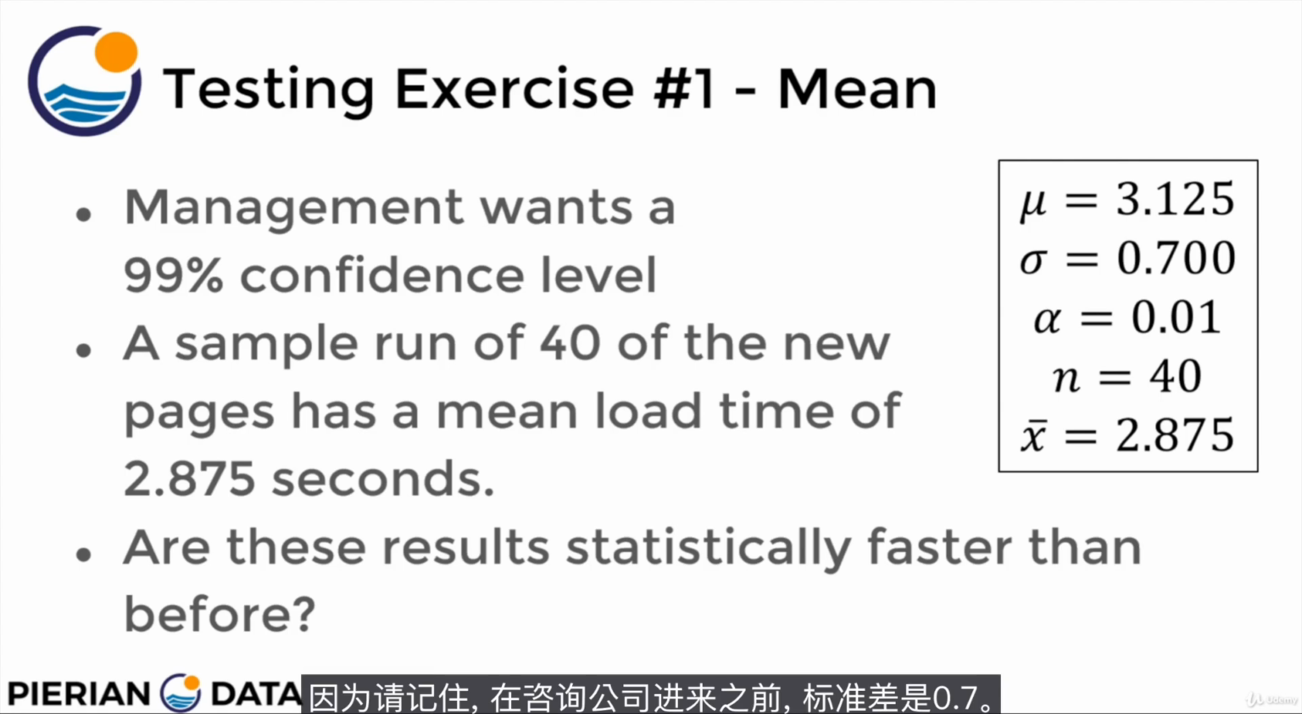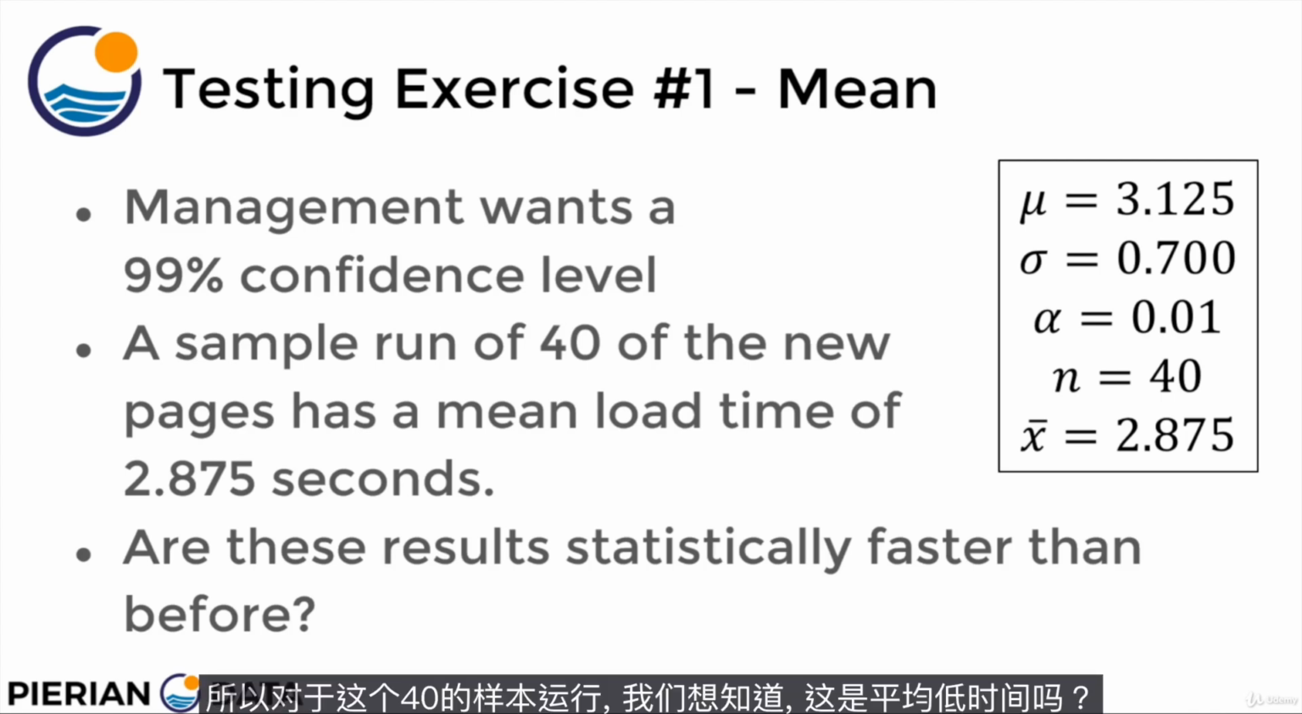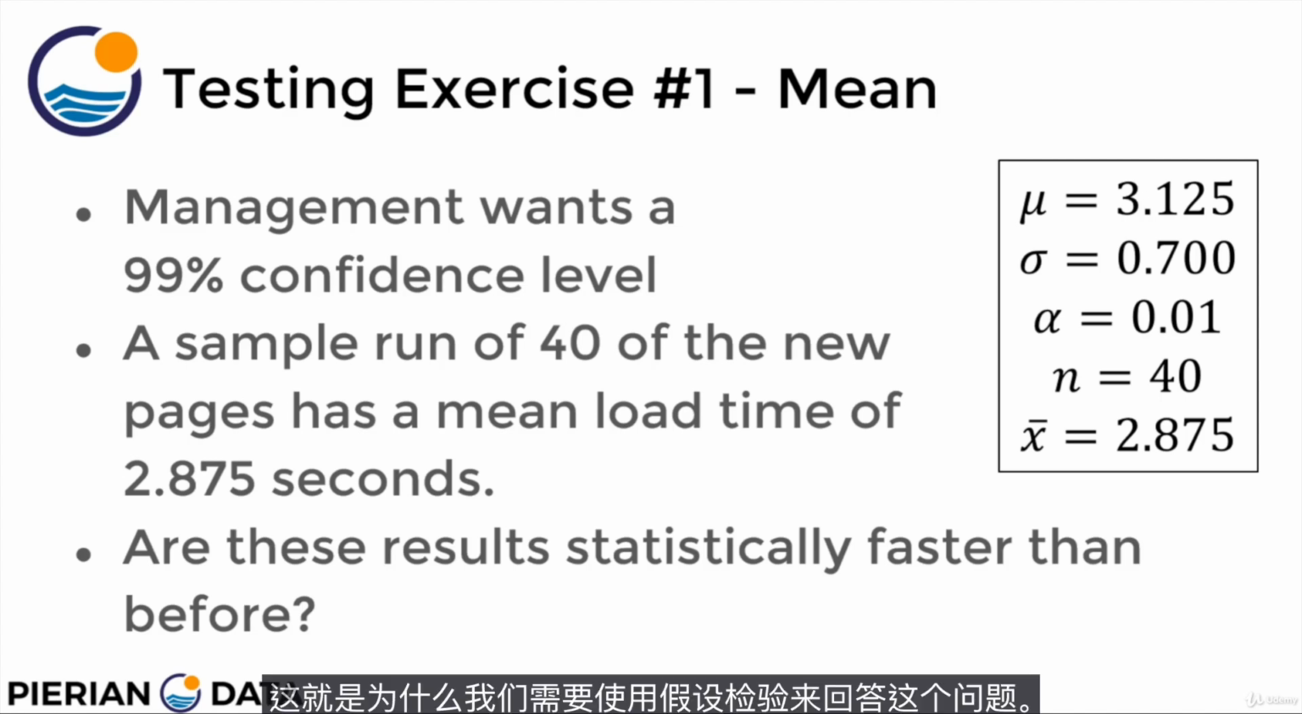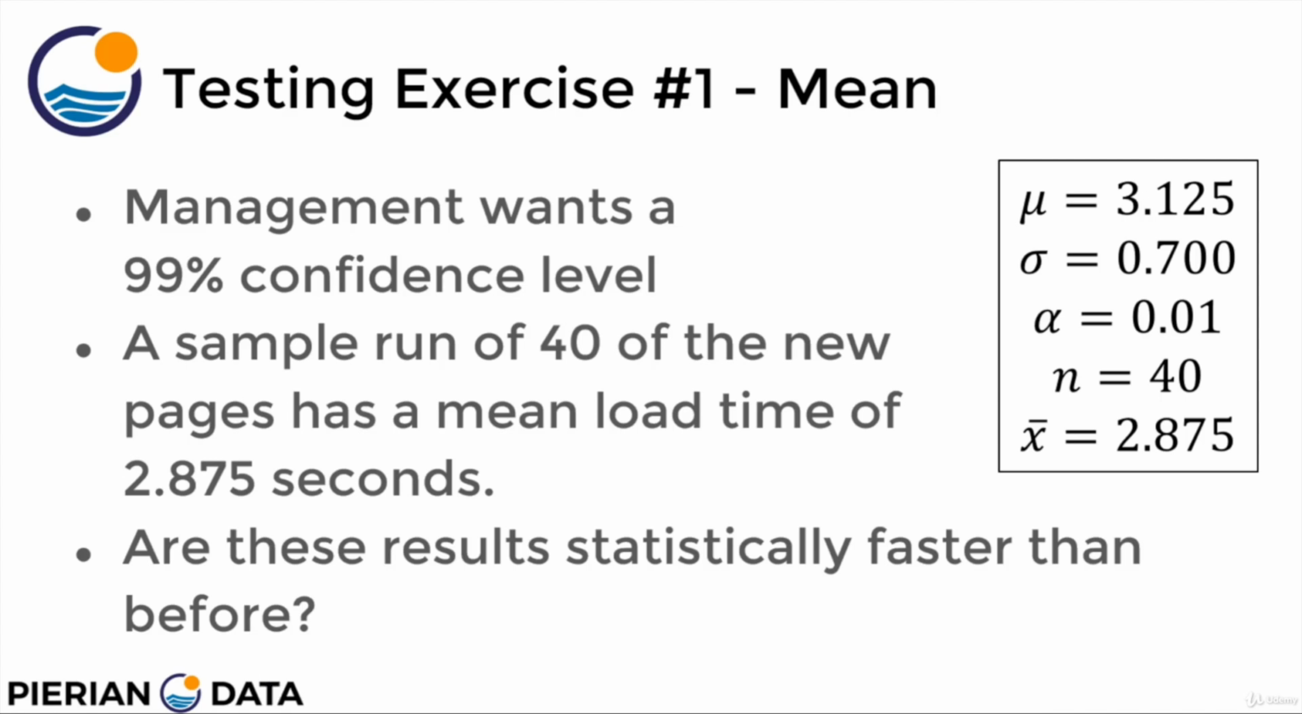Because remember, there was a standard deviation of 0.7 before the consulting firm even came in. So with this sample run of 40, we want to know, is that mean load time that's shorter, 2.875, actually statistically faster than before? So that's why we need to use hypothesis testing in order to answer that question.